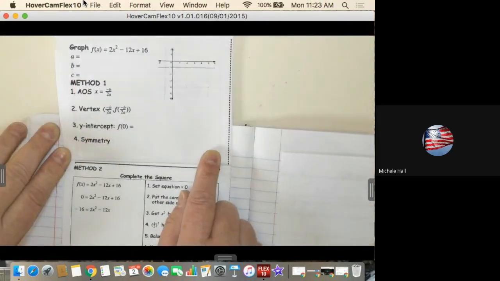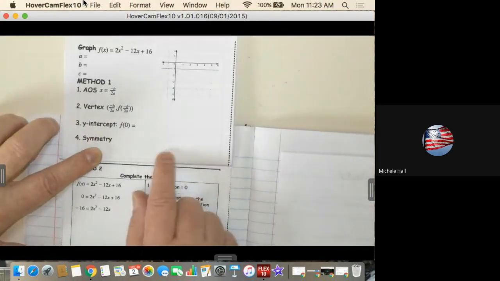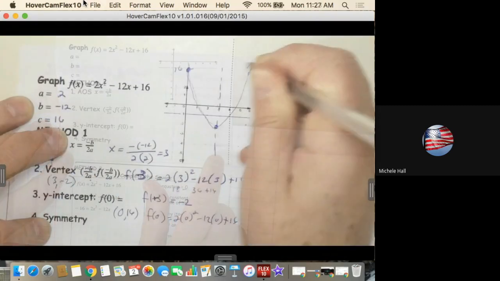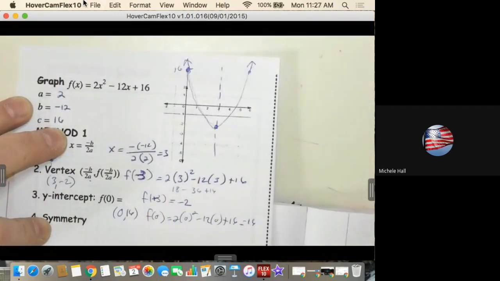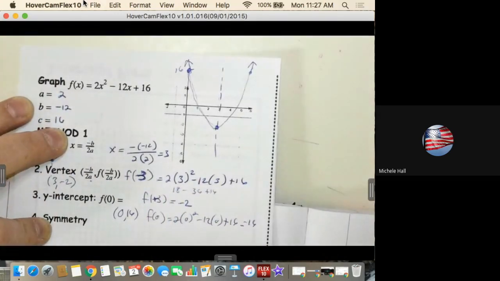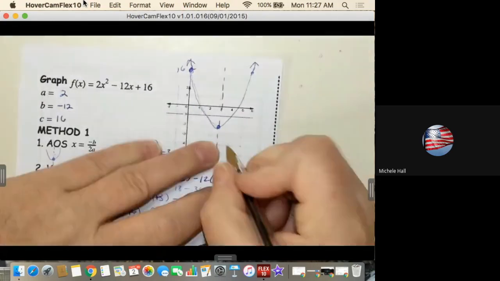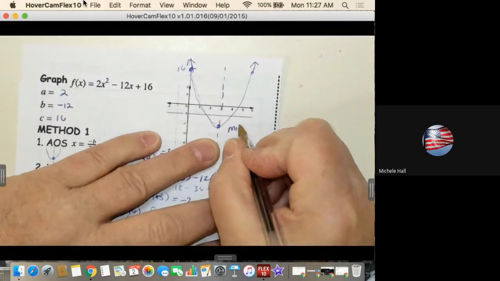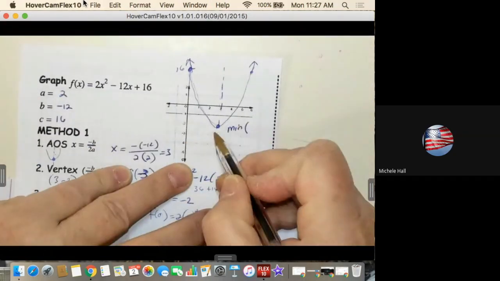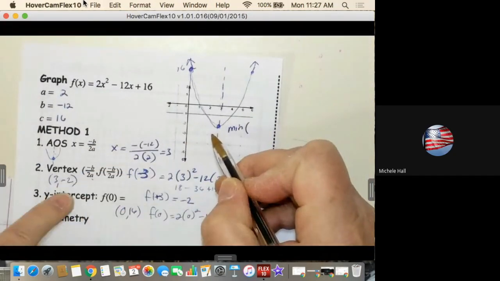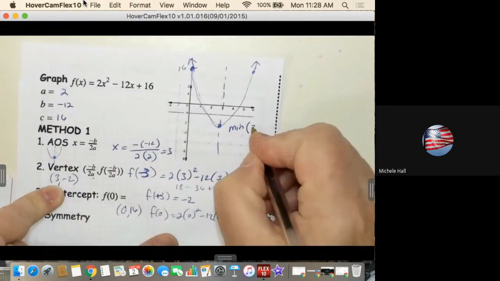Well, I made a video about this. This is about finding the max or minimum. Does this have a maximum or a minimum? It's the lowest it can go. So this is a minimum. And what is the minimum? The vertex is the minimum. So the vertex was (3, -2).